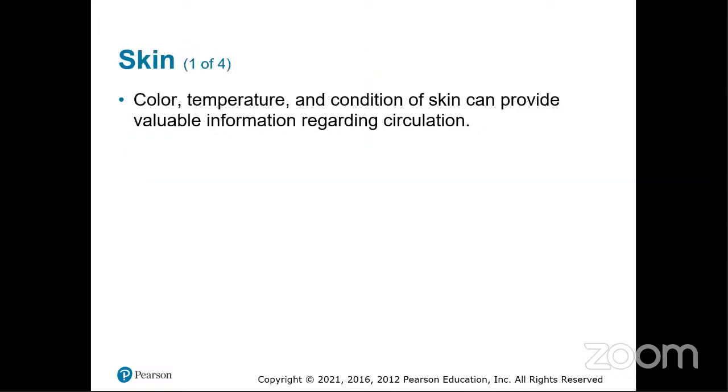So skin, CTC, color, temperature, and condition, is going to provide valuable information regarding circulation. And I also like to tie it into respiration, because those things are tied together. So if they're not getting good respiration, their skin color is going to look horrible too. So it does both of them, but normally we look at it in regards to pulse.